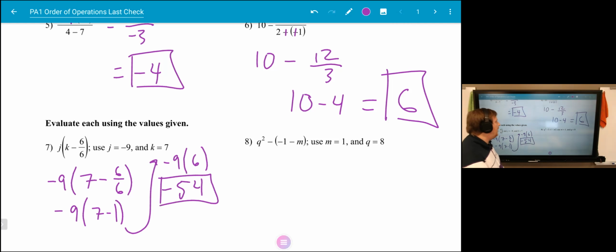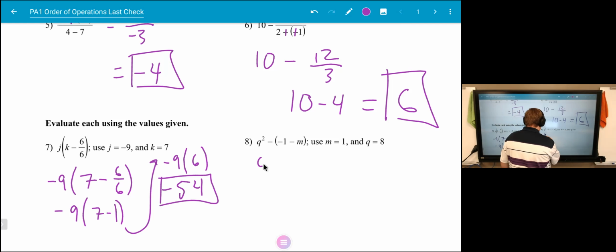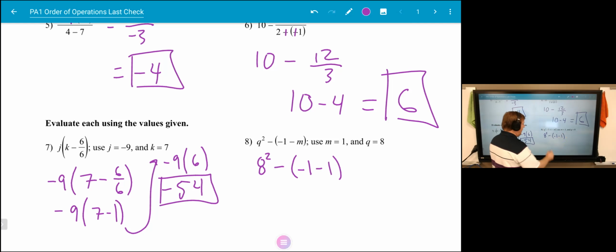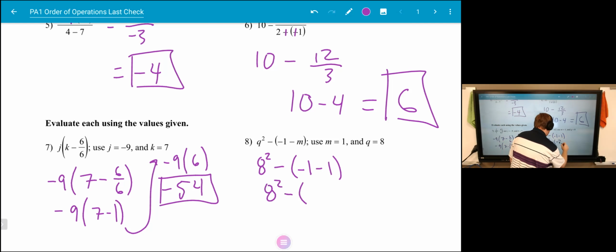Number 8, Q squared minus, in parentheses, negative 1 minus M, where M is 1 and Q is 8. So let's plug in what we've got. This would be 8 squared minus, in parentheses, negative 1 minus 1. Well, we've got to do our parentheses first. Our grouping symbols come before exponents. 8 squared minus, and in parentheses, negative 1 minus 1 is negative 2.